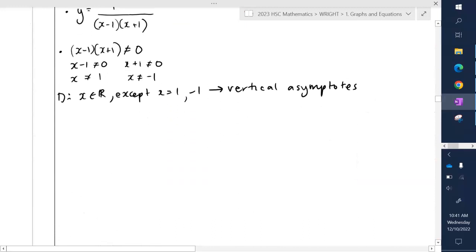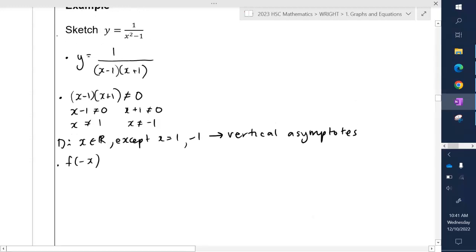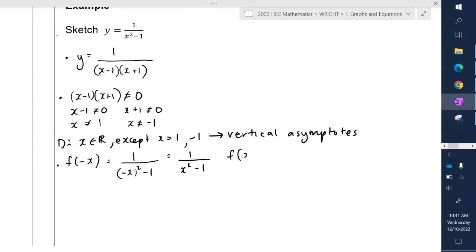Okay, remembering we're testing f of minus x. We'll see what happens there, see if it's even or odd or neither. So let's do that. f of minus x is going to be 1 over minus x squared, just popping it in here, minus 1. So we'll end up with 1 over minus x all squared, which is just x squared minus 1. So what we end up with is it equal to f of x, so we have an even function.